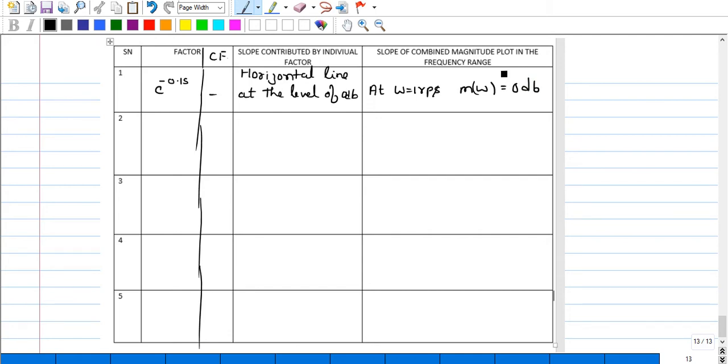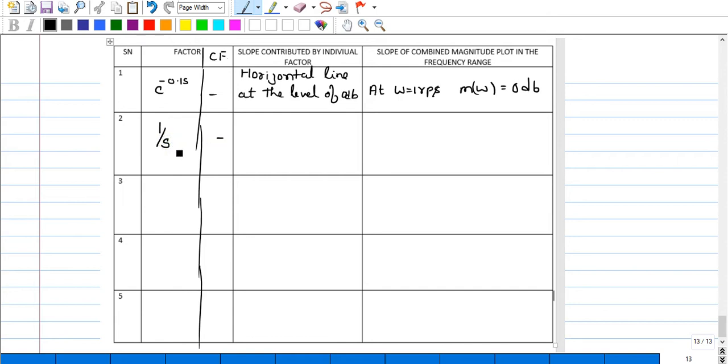So I hope you can understand we are getting 0 dB because we don't have any constant. We need to find the value of K. We assumed K as 1, so we have an exponential term. So what we do, a horizontal line will be drawn at the 0 dB reference line. Followed by the second factor, that is a derivative factor, that is 1 by s.